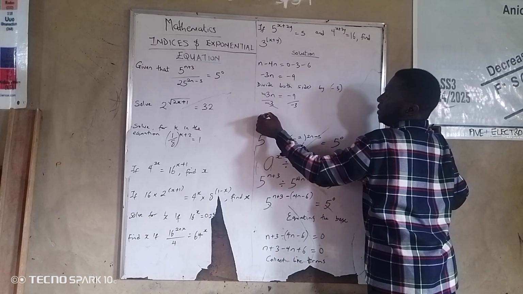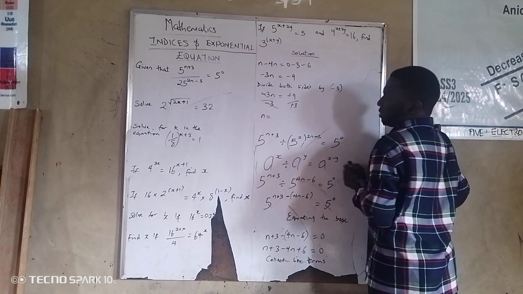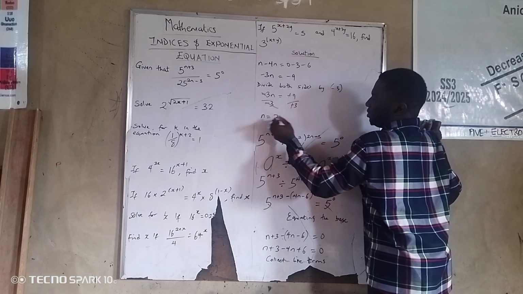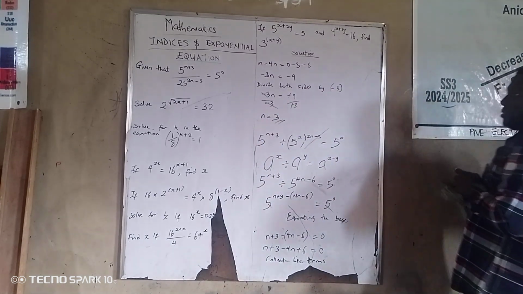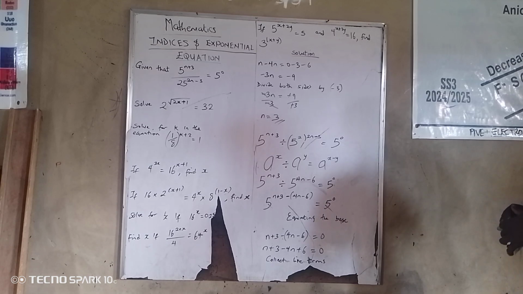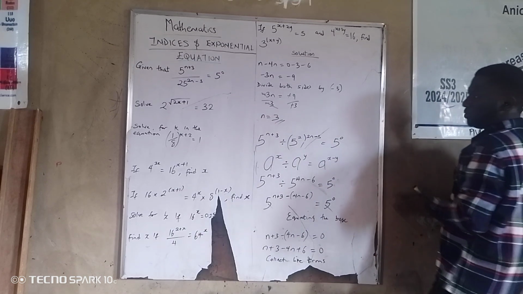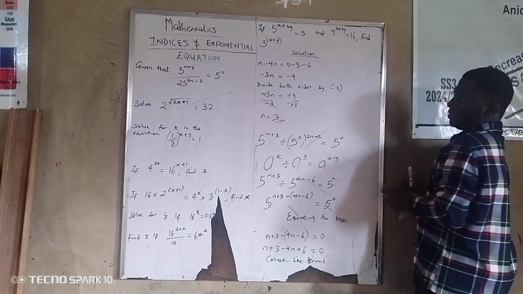This will cancel this. You'll be left with n here. Minus divided by minus will cancel out. 9 divided by 3 is 3. So the value of n is 3. The value of n is 3. So you can test that in the equation. You realize that it is exactly the same thing. So the answer to this particular question is 3.